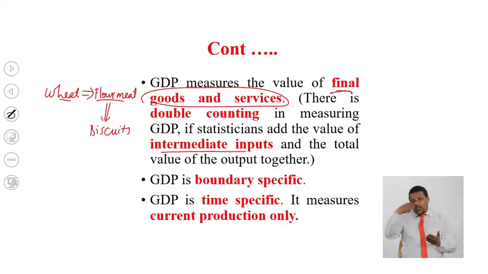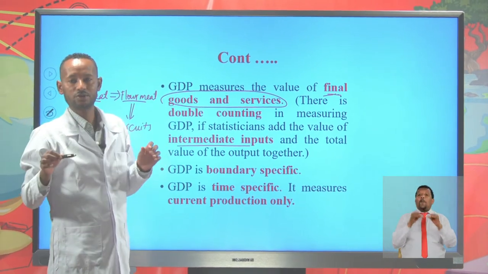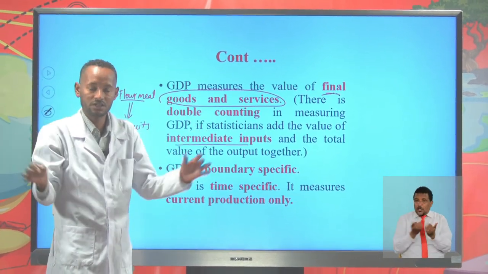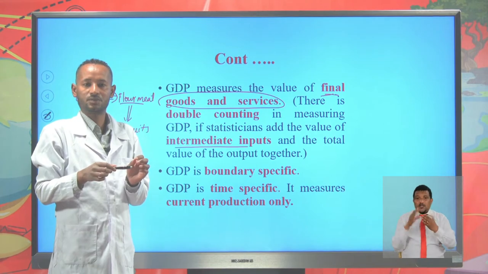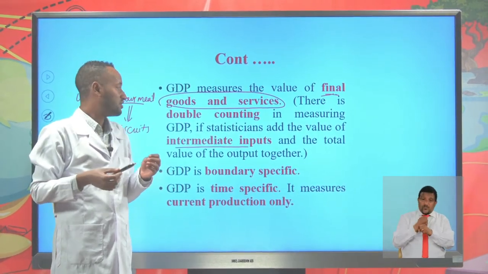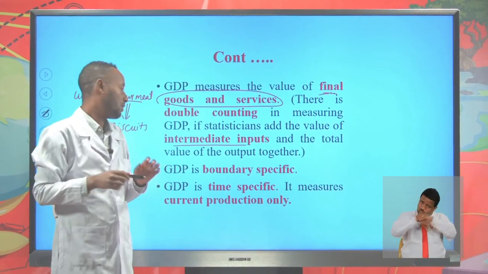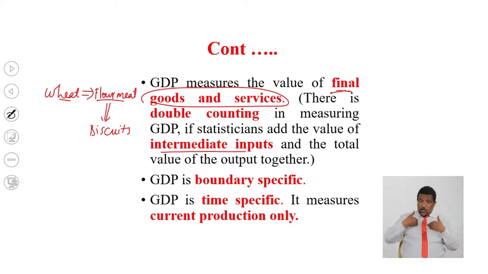GDP is boundary specific. That means GDP measures the market value of all currently produced final goods and services within the boundary or the territory of a country. Whether it is produced by the foreigners or the Ethiopians, the Ethiopian GDP measures all the outputs produced within the boundary or the territory of Ethiopia. GDP is time specific. That means it measures only current production, usually a year.